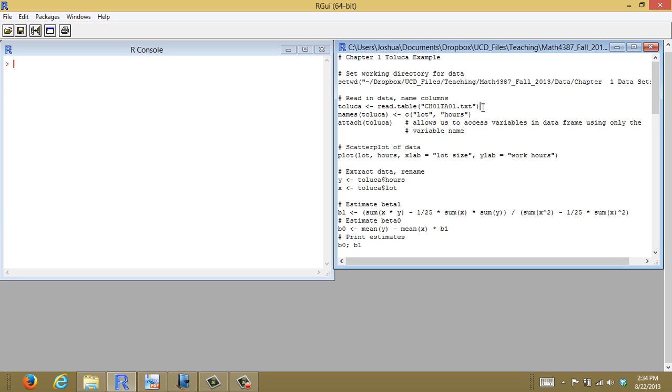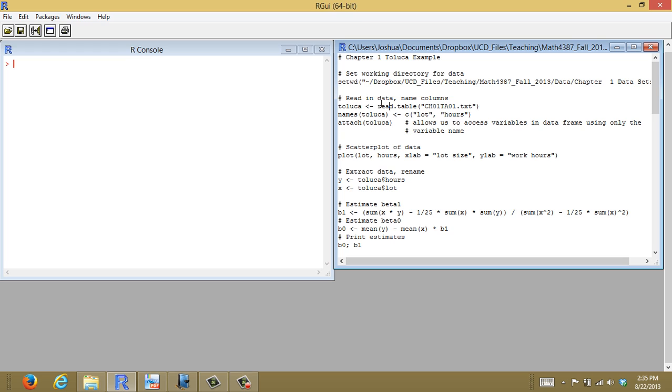And the data for the book is easily available online. If you just do a Google search, you should find it pretty easily. And the data for this particular example is available in chapter 01 TA01.text. And so in order to read the data into R, the most convenient function to use is the read.table function.